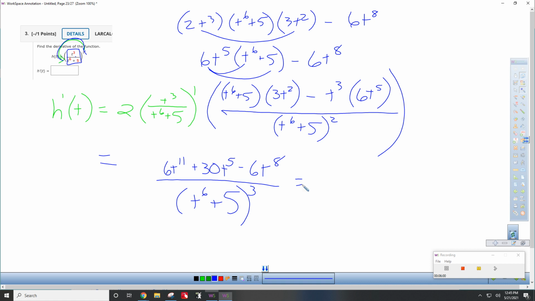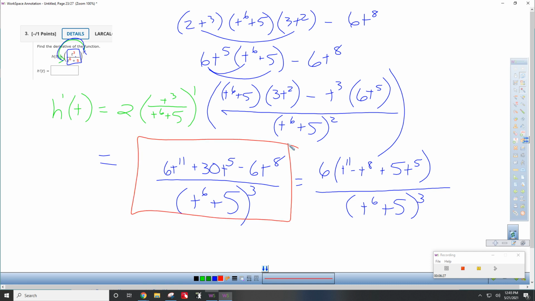So, I don't know. Kristen, you could factor out a 6 if you want. And then you got to rearrange the order. So t to the 11th minus t to the 8th plus 5t to the 5th. On a test, Kristen, I think I would have accepted that. I would have accepted either one of them.